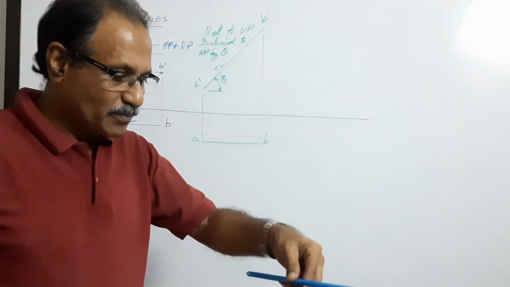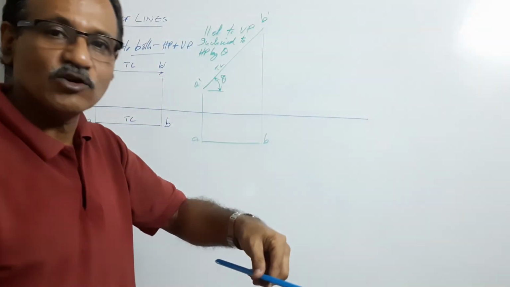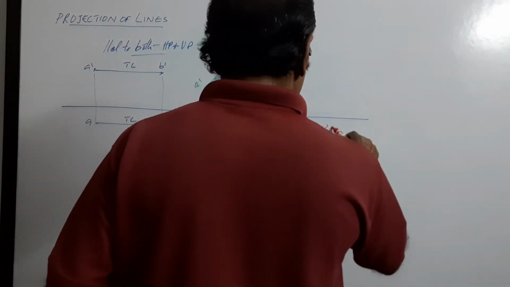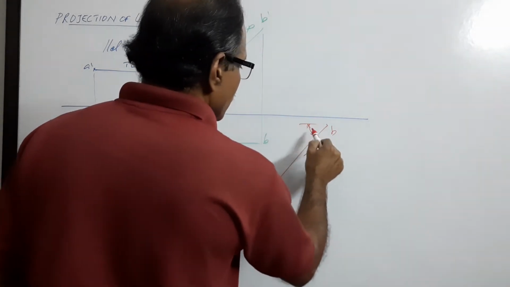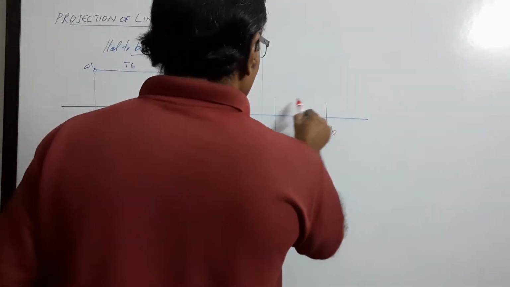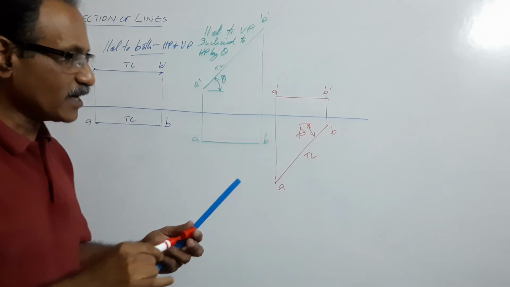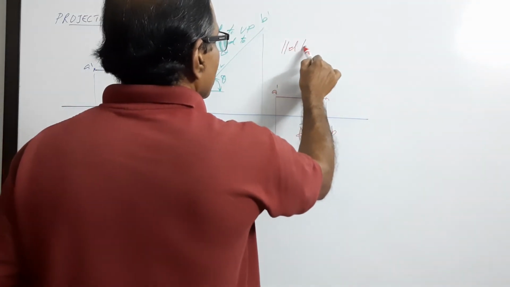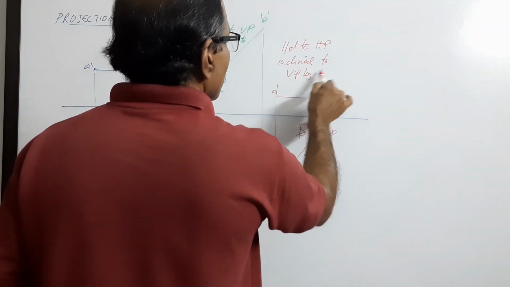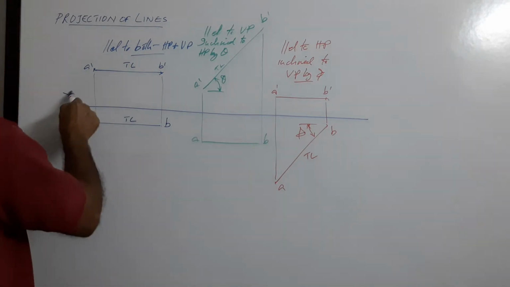Third case, I am holding this line parallel to HP and inclined to VP by an angle phi. What's the plan? Plan will be true length. When you project, you will get true length. AB, true length, phi. What's elevation? Elevation will be short line length and parallel to XY. What is this line? Line is parallel to HP, inclined to VP by phi. XY line, X, Y.